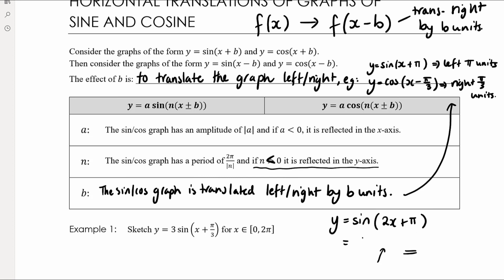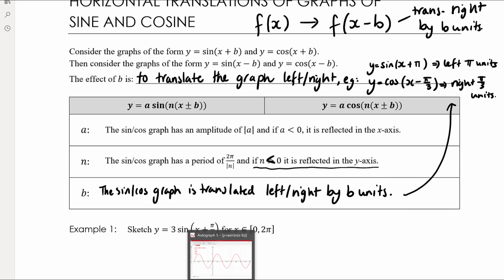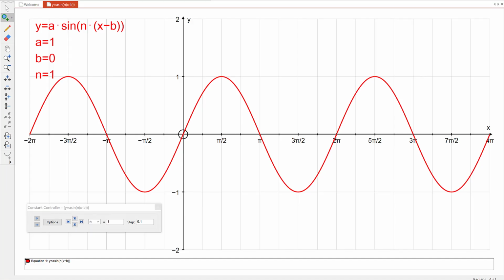In this format, it's technically going to the left by pi first and then dilating, so then you're changing the period. That's a much more difficult thing to do when you're sketching the graph, so it's always best to write it in that standard form first. Before we move on to the examples, just to demonstrate what we're talking about there, and to make one clear point about horizontal translations.